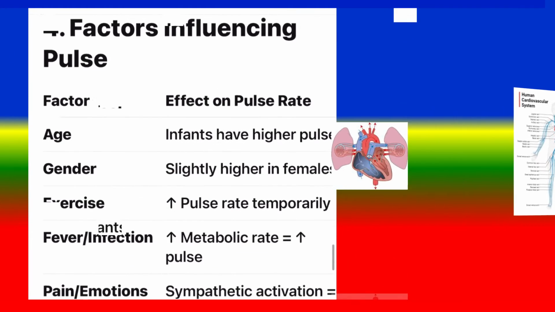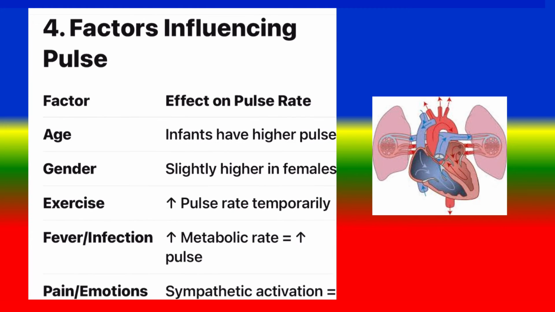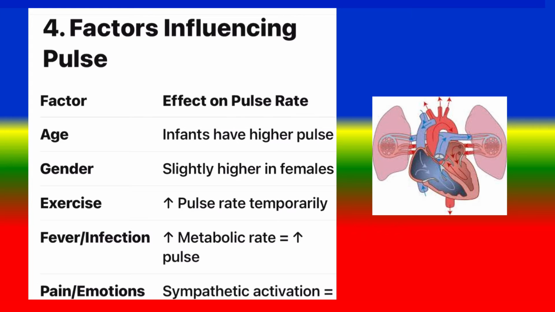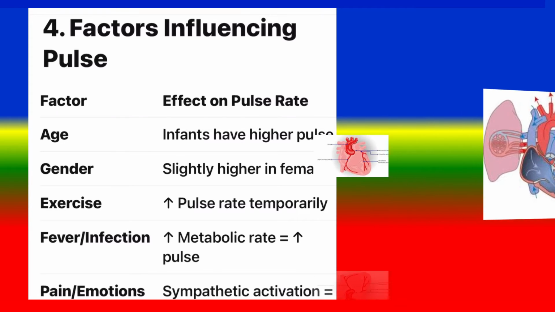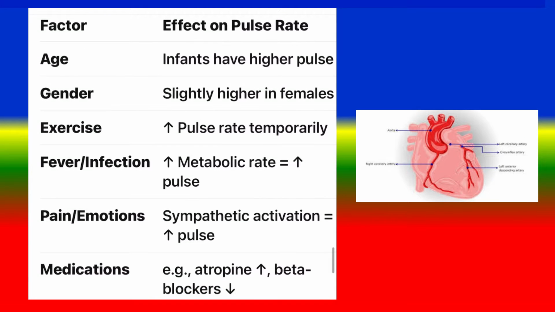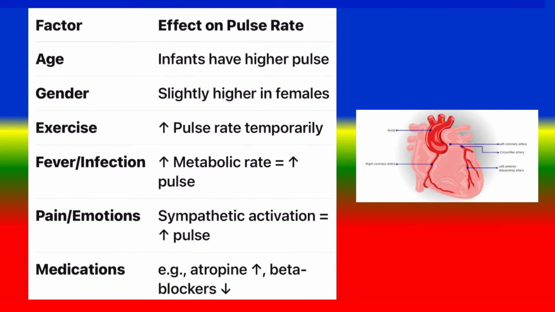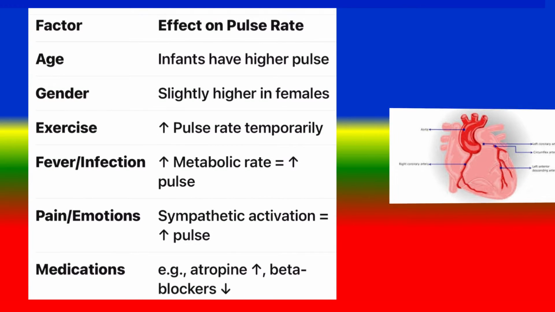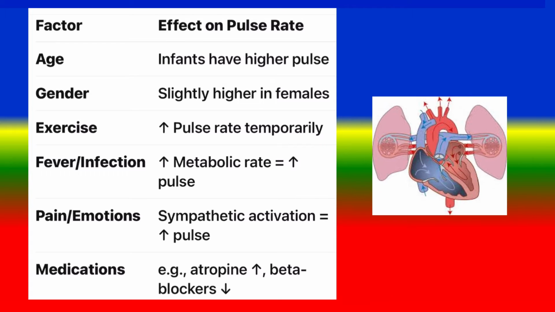4. Factors influencing pulse. Effect on pulse rate. Age: infants have higher pulse. Gender: slightly higher in females. Exercise: pulse rate increases temporarily. Fever, infection, metabolic rate: pulse increases. Pain, emotions: sympathetic activation increases pulse. Medications, e.g. atropine, beta blockers. Hemorrhage: decreased blood volume increases pulse to compensate.